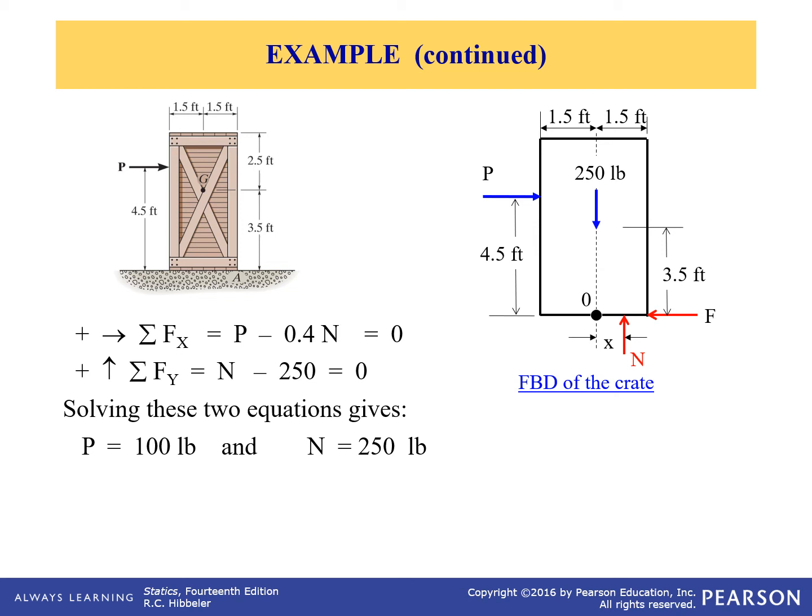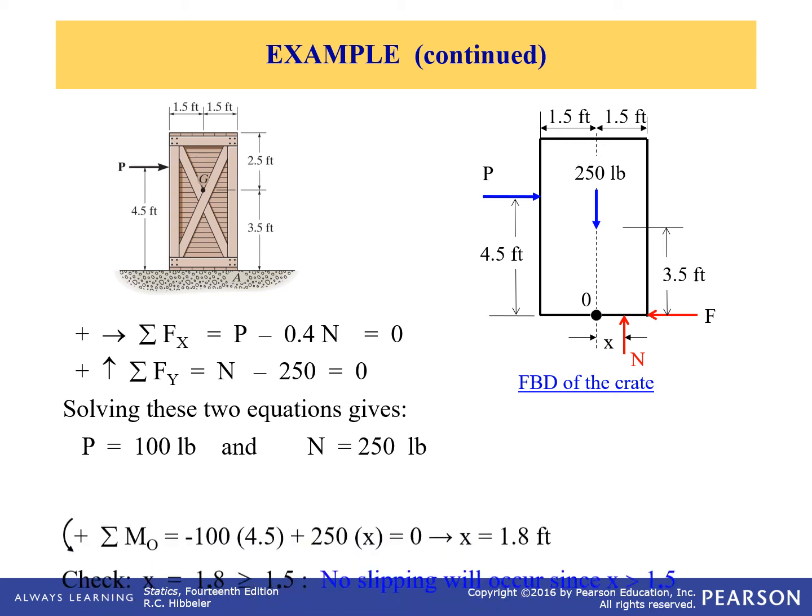N's going up, the weight's coming down. So from these equations, you can see that N is 258 pounds from the second equation. That's all that's in there. If we plug that into the first equation, we find that the person can push 100 pounds. So we could stop there and say, okay, you can push 100 pounds and the box will get ready to slip in that case. But remember, we don't know if that's true.